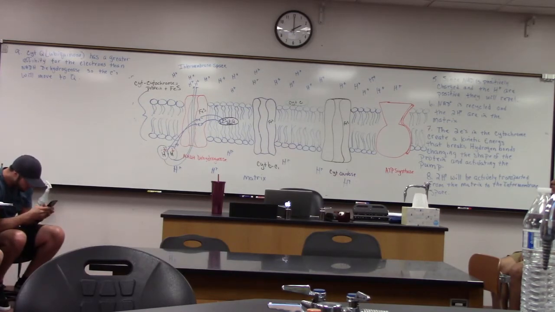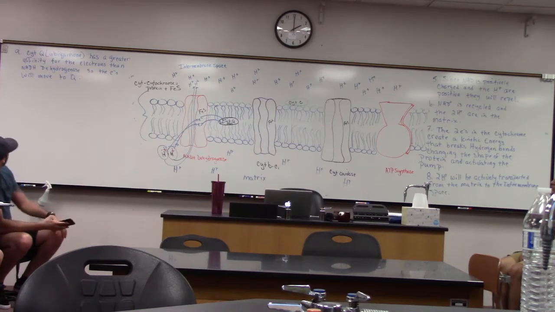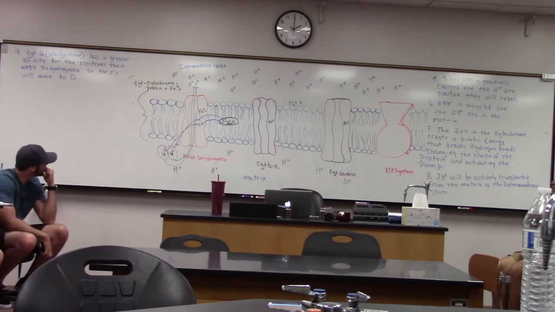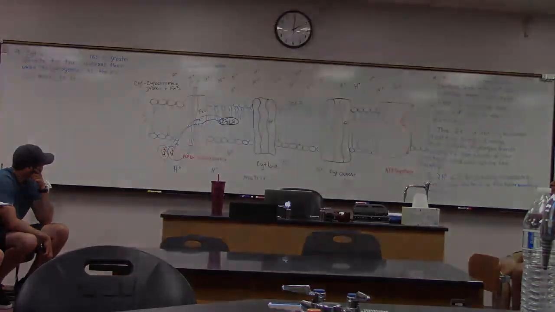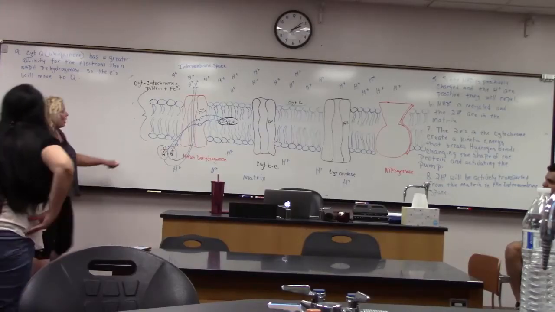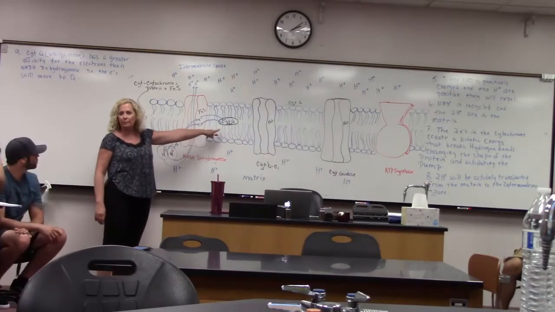So again, cytochrome Q, or what we call ubiquinone, has a greater affinity for the electrons than NADH dehydrogenase, and so the electrons move over to Q. Now nothing else happens because Q is only kind of like a stepping stone, and as soon as the electrons move, they're going to move again. So we have these electrons moving to cytochrome Q.